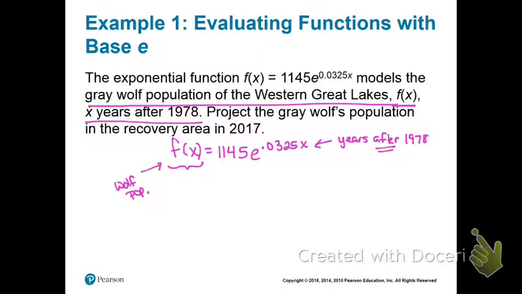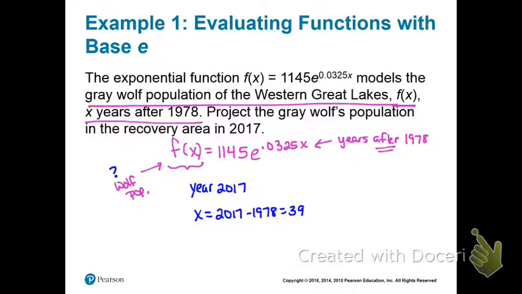All right, so what is the question? The question says, project the gray wolf's population in the recovery area in 2017. So that means our year is 2017. Now, x is the years after 1978, so we're going to take that 2017 and subtract the 1978. When we do that, we're going to get 39. So we're going to plug in 39 for our x value so we can solve for our gray wolf population.